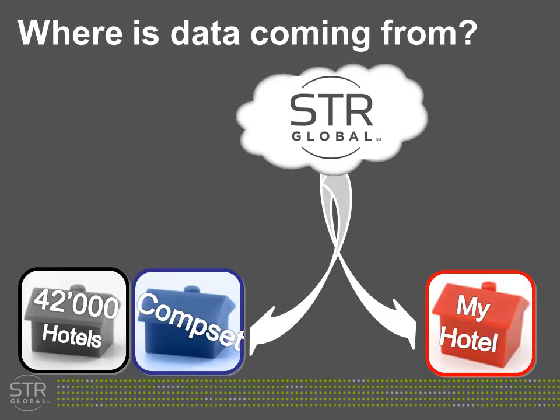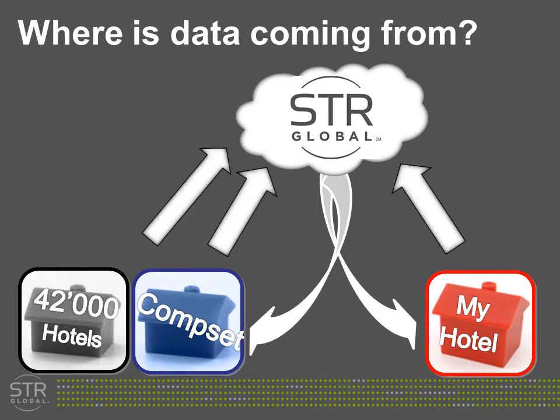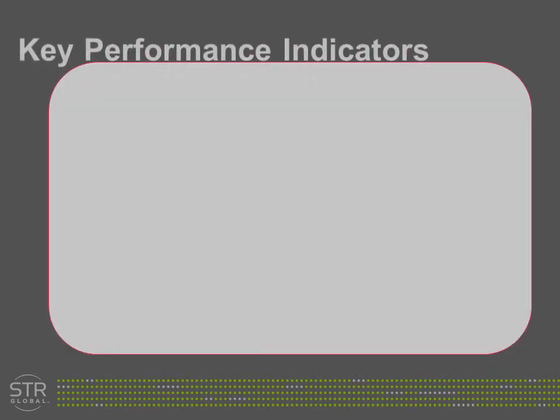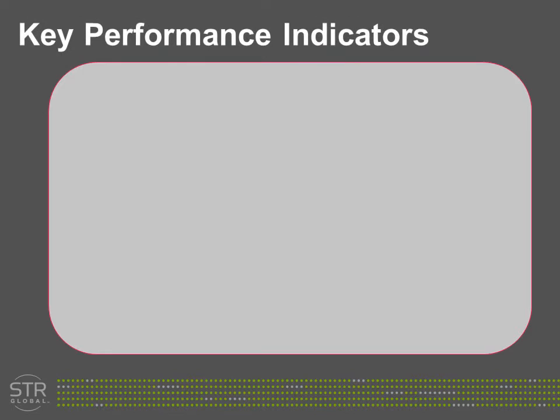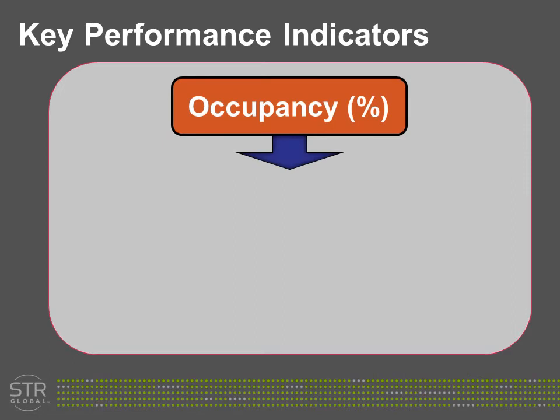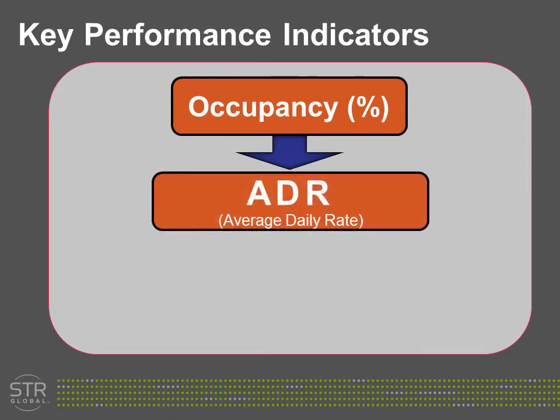Where is data coming from? Every day, my hotel, as well as my competitive set and 42,000 hotels, report 2 performance numbers online: number of rooms sold and room revenues. This online process only takes a few seconds. Once my data is in the system, I receive my report on the same day. Before taking a look at the report, let's recap our 3 performance indicators. We remember that the report looks at occupancy, average daily rate, and RevPAR.